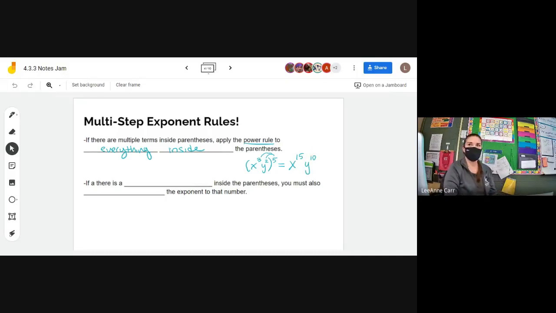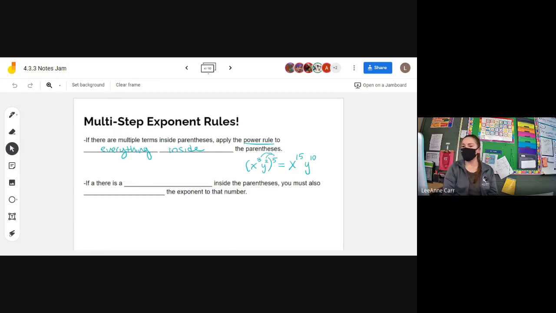Nod your head if you guys are with me. Would you add those then too? Great question. We asked, could we add those? You cannot add these once they've multiplied because they have different bases. One's an x and one's a y. If they were both x's, yeah, for sure.